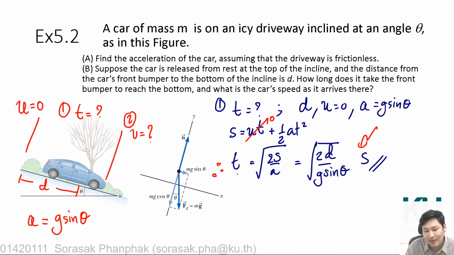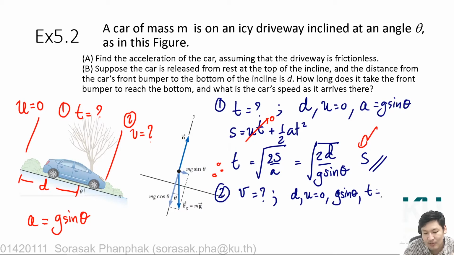In the first part we found the time. If you know all these parameters, you can sub in and find the time. However, if you would like to find the terminal velocity, which equation would you like to use? Now you have all the information, right? You know the displacement, you know the initial velocity, you know the acceleration is g sine theta. You know the time as well, equal to the square root of 2d over g sine theta. These are all the information that you already know.